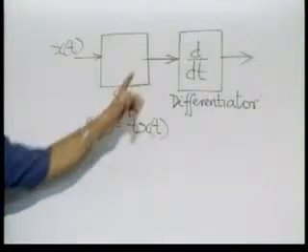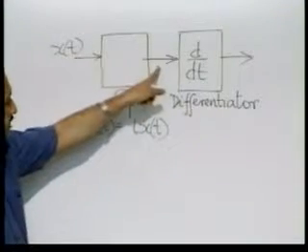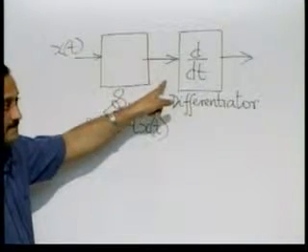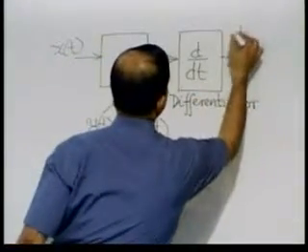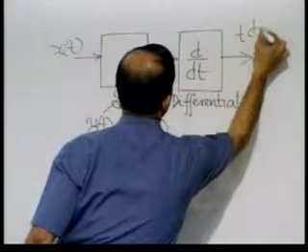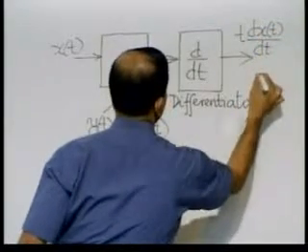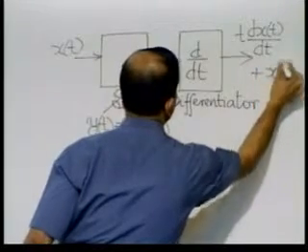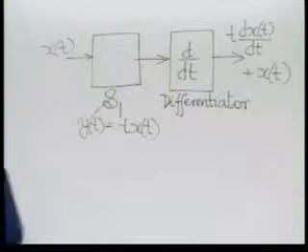Alright, so let's look at the output of this cascade. At this point the output is t times x(t), and therefore when you differentiate it, the output is going to be t times dx(t)/dt by the rule of products plus x(t) times the derivative of t, which is 1. This is the output.